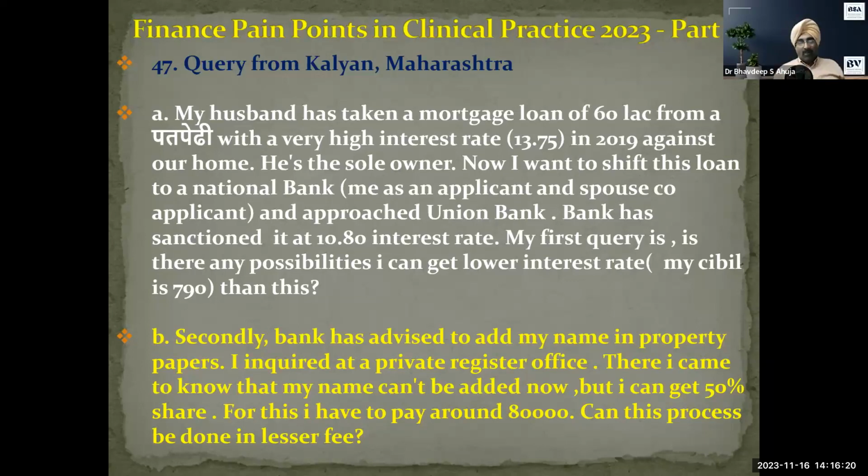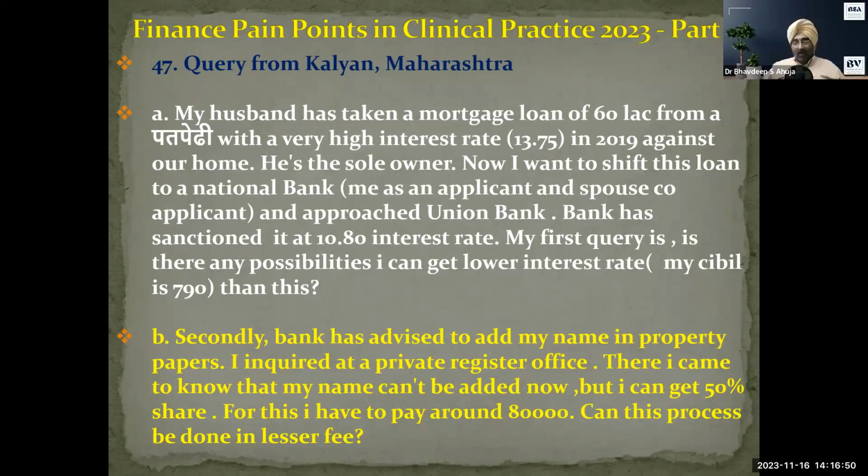Bank has sanctioned it at 10.80 interest rate. My first query is, is there any possibility that I can get a lower interest rate? My CIBIL is 790. Can I get a lower interest rate than this? Secondly, bank has advised to add my name in the property papers. I inquired at a private registered office. Then I came to know that my name can't be added now, but I can get 50% share. For this, I have to pay around 80,000. Can this process be done in lesser fee?